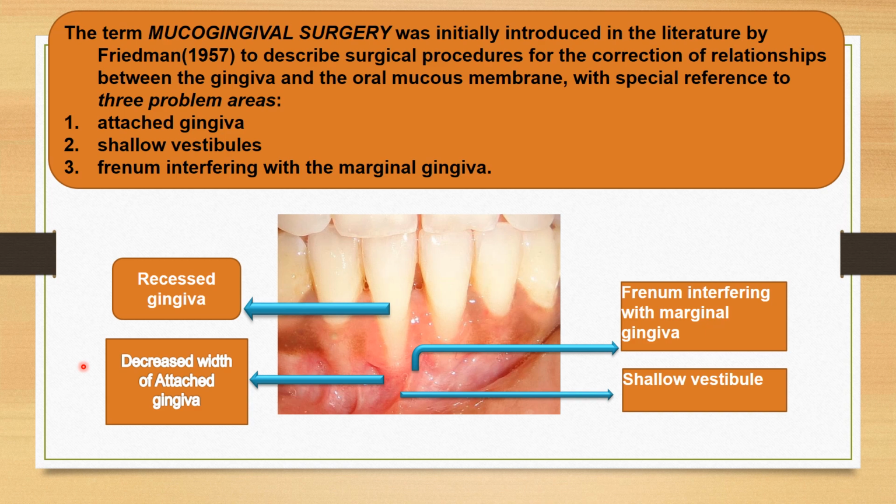So, with the advancement of periodontal surgical techniques, the scope of non-pocket surgical procedures has also increased, and now encompasses a multitude of areas that were not addressed in the past. Coming to the problems, here you can see the picture that is associated with the mucogingival problems, that is frenum interfering with the margin gingiva, with the shallow vestibule, decreased width of attached gingiva. It leads to the recession of gingiva.